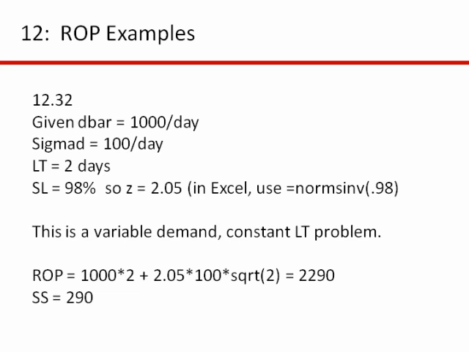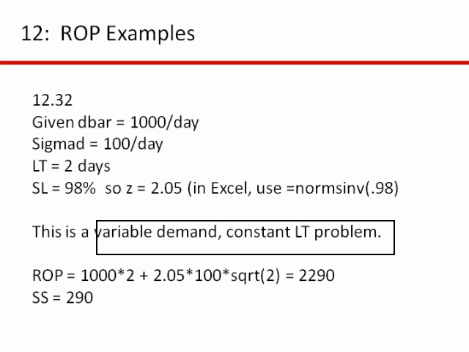Now, another thing you notice is you're given an average demand and a standard deviation of demand. This is a variable demand, constant lead time problem. Whenever you're given a standard deviation, either of lead time or demand, you know that that's variable, because standard deviations come with distributions, and distributions mean that you're not dealing with one number but a distribution of numbers.